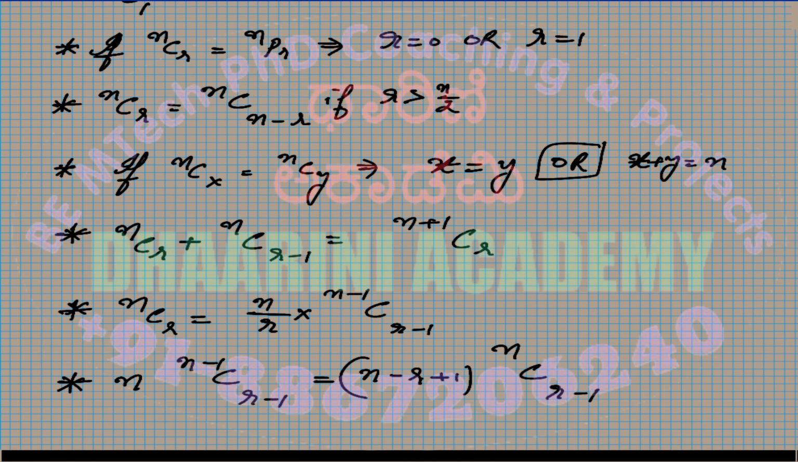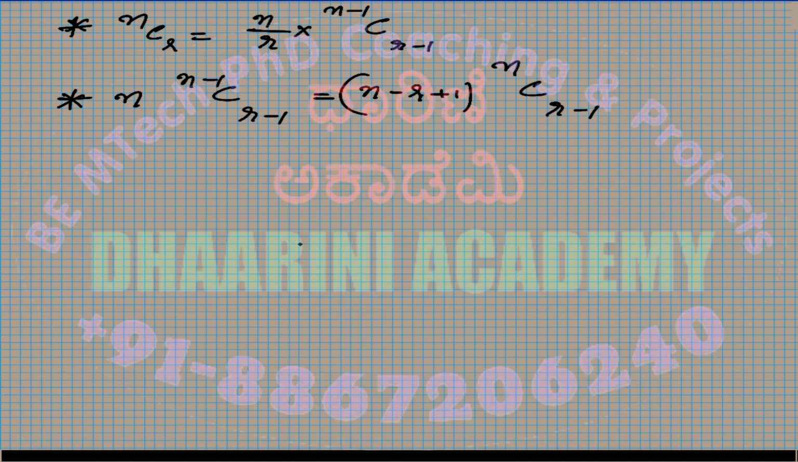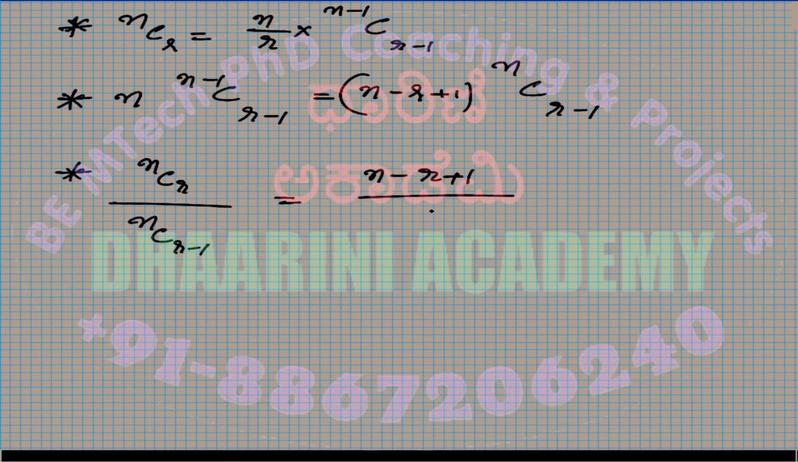All right, and one more property to follow. So this is also equally important. If I have a ratio nCr divided by nC(r minus 1), I can directly write this is equal to (n minus r plus 1) divided by r.